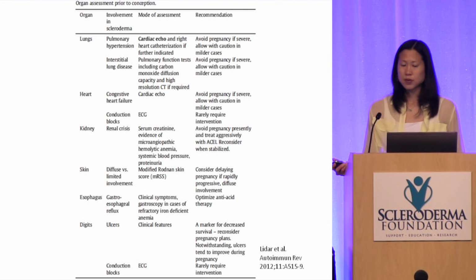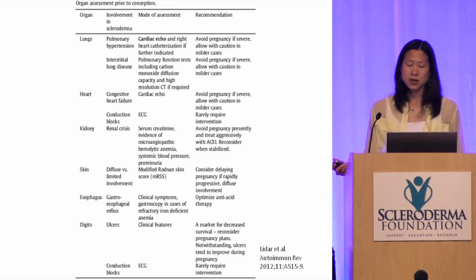Renal crisis should be evaluated with blood pressure, urinalysis, blood tests, including the serum creatinine and your blood counts. And if you do have renal crisis, you should certainly avoid pregnancy. And you could reconsider becoming pregnant once your creatinine and your kidney function has stabilized. If you develop renal crisis during pregnancy, you should still be treated with ACE inhibitors, despite the effect on the fetus.